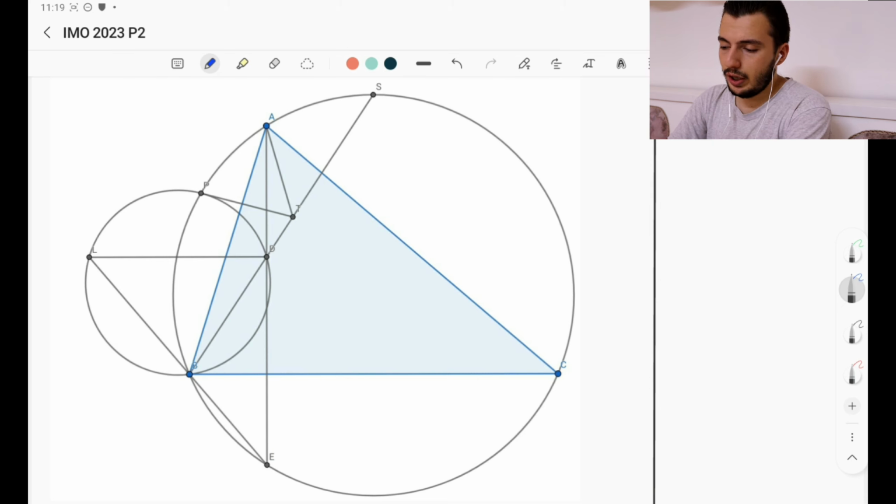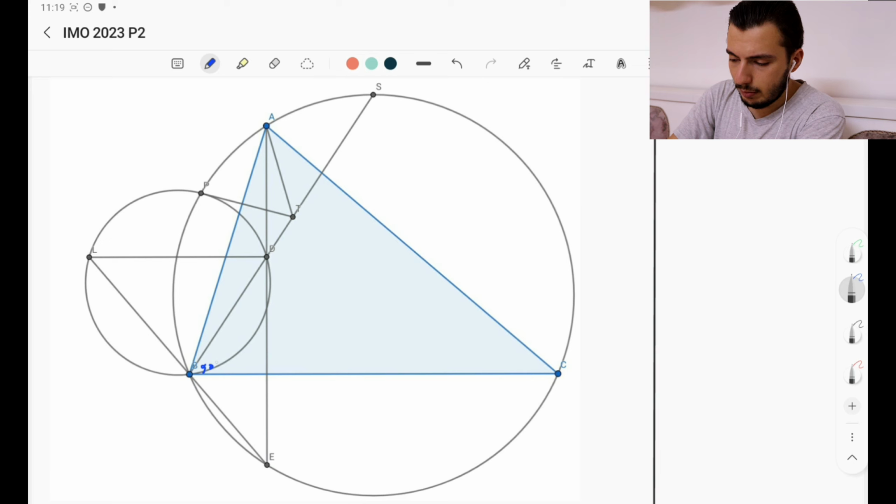For example, right now we can do some angle chasing because we know what this angle here, of this arc, is. It's half of B plus C, right? So it's B plus C over 2. What is B plus C over 2? It's just 180 minus A over 2, so it's just 90 minus A over 2. So for example, we can do some angle chasing here. This angle here is 90 minus A over 2, right?